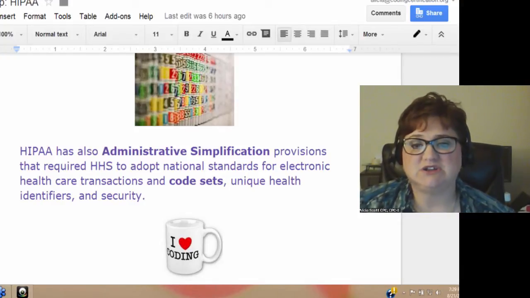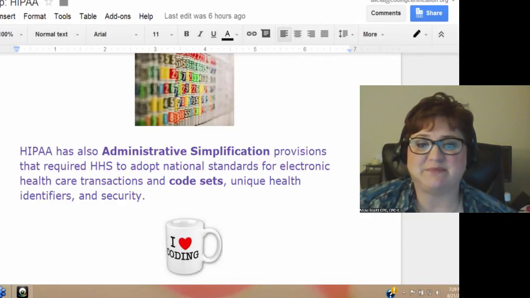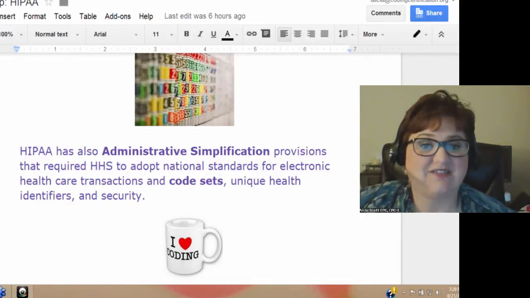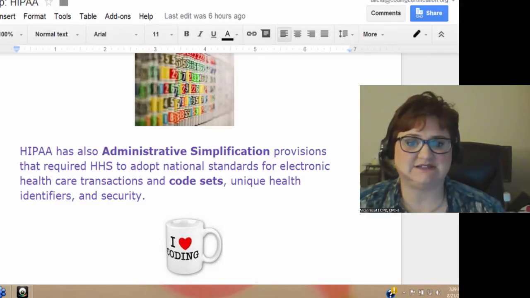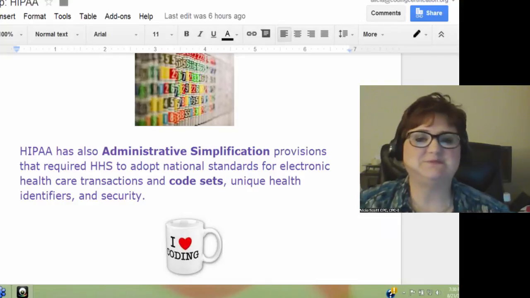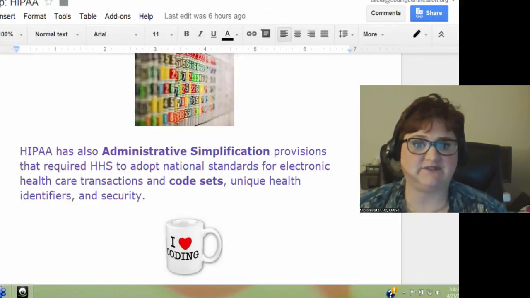So HIPAA also has an administrative simplification provision that requires HHS to adopt national standards for electronic healthcare transactions and code sets. That's what we do. We work with code sets, unique health identifiers, and security. So it is much bigger than just privacy.